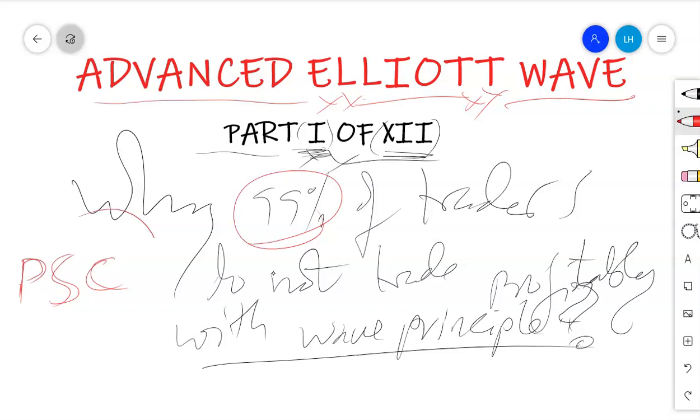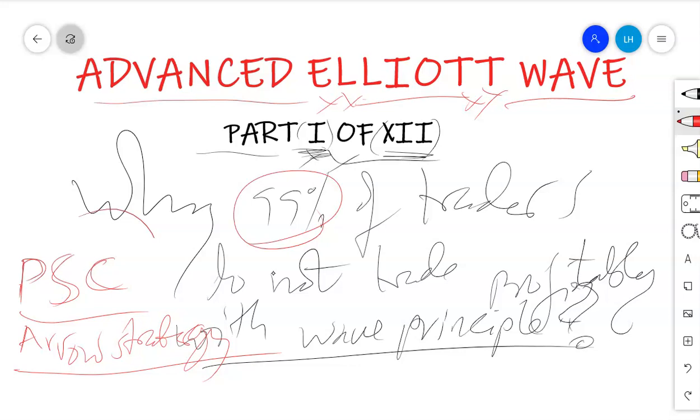Based on us, we believe that PSC is how you can apply the wave principle in the market. But other traders may have their own way of applying the wave principle. Based on us, we call it the PSC, or sometimes the arrow strategy. The arrow strategy is our way to apply the wave principle.